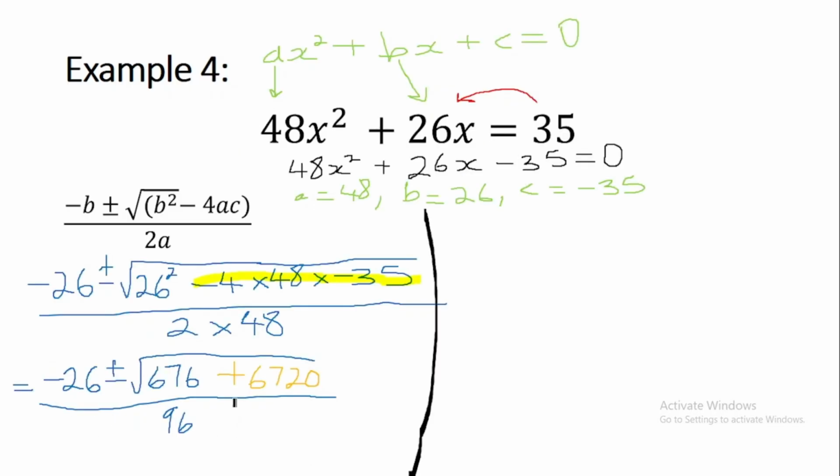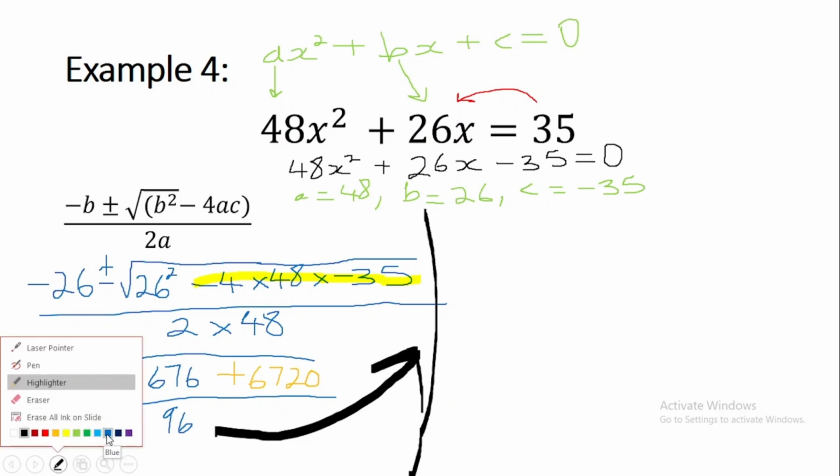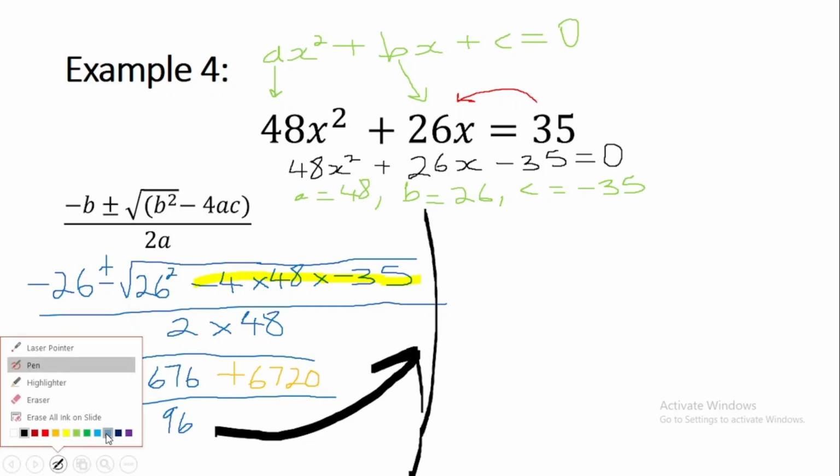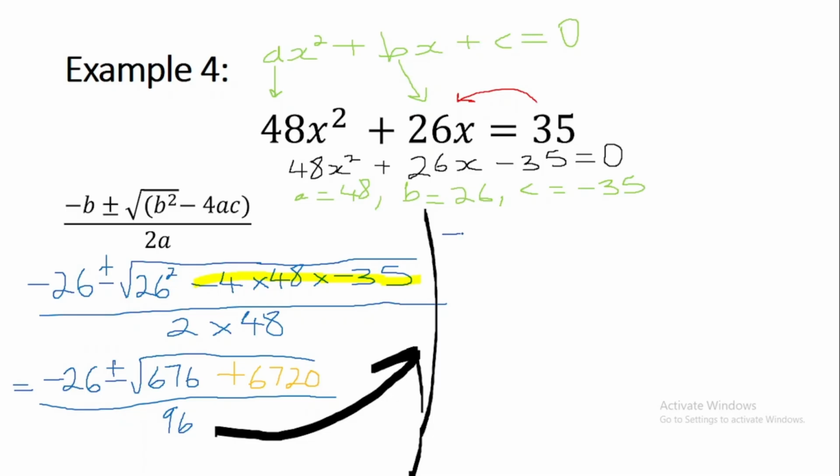Alright, so we're going to continue working by putting this over to that side. So let's continue working. We're going to have now our negative 26 plus or minus the square root of... so what we're going to do is add these two figures together.